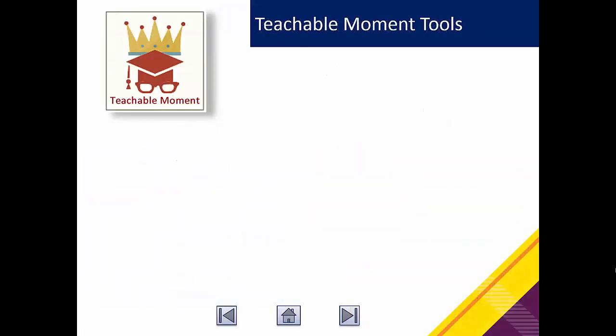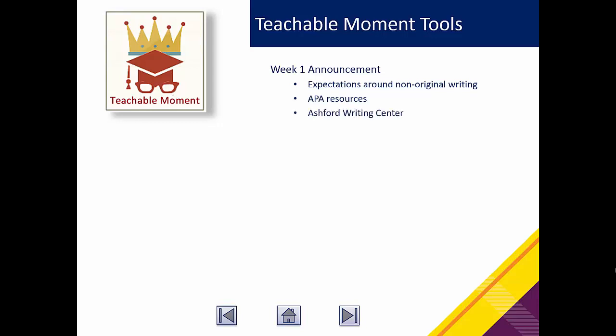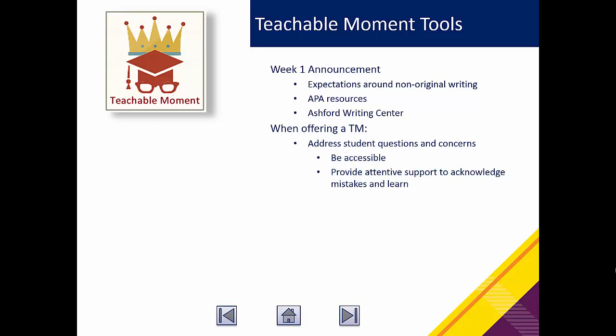One more thing you can do as an instructor is to give students a heads up about the importance of original writing and work. A week 1 announcement can help encourage students to think about original writing. In addition to expectations, try to include resources for APA formatting and access to the Writing Center. Because the student will have questions and concerns, it's also important to be accessible to the student when offering a teachable moment. Their success will depend on your attentive support and guidance to help them acknowledge their mistakes and learn.